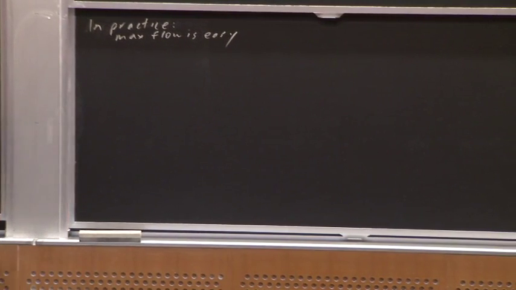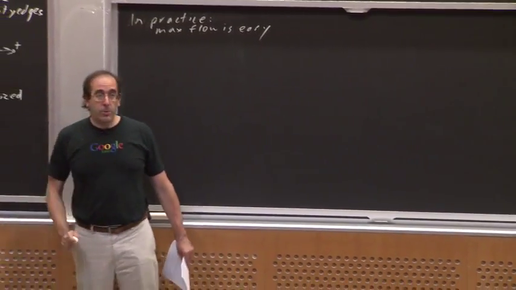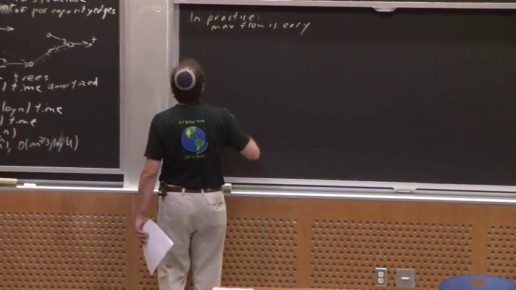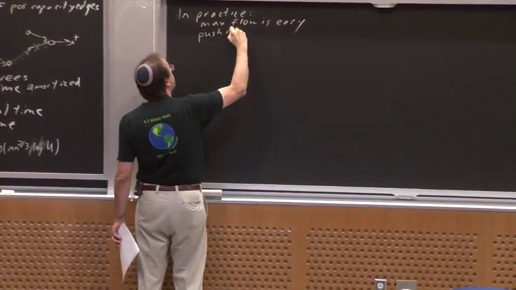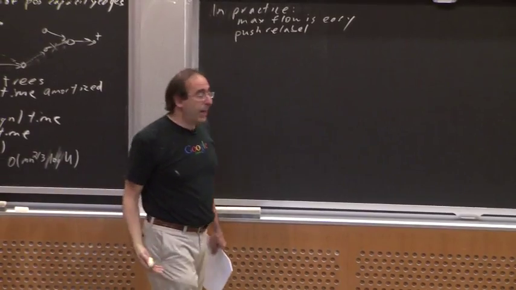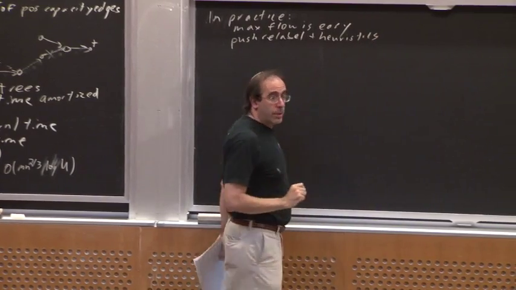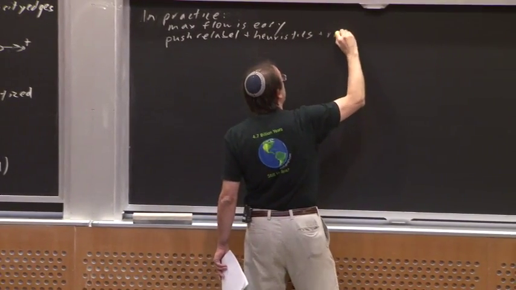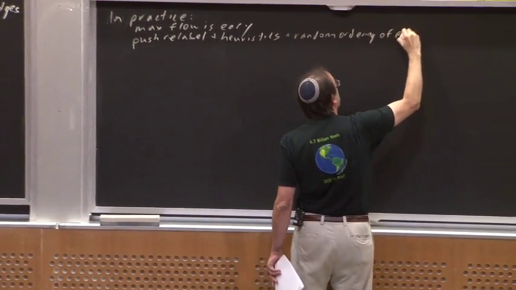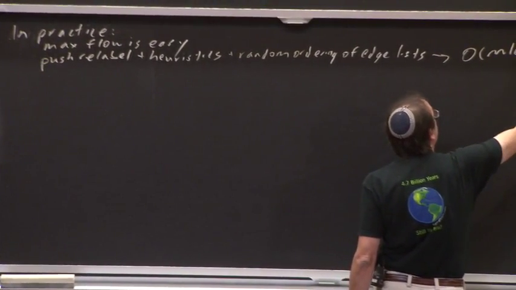So if you can reduce your problem to max flow, you're in really great shape. Andrew Goldberg has done a lot of experimental work on max flow algorithms and variants thereof. And he essentially claims that if you use push relabel, which is the algorithm that Jin and Ophir presented on Friday, plus some clever heuristics that are pretty common in practice, plus random ordering of edge lists, then you pretty much always get a time bound that looks like order m log n.